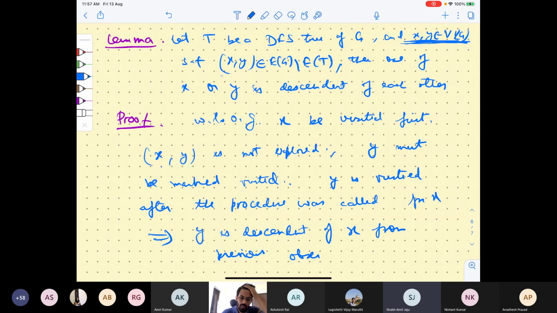Do we really need that condition of not being in E_T? Even if it is in E_T, then also you can do that. Then x and y are descendants of each other, since that is just one step. Yeah, definitely. This is just to make this proof simpler.